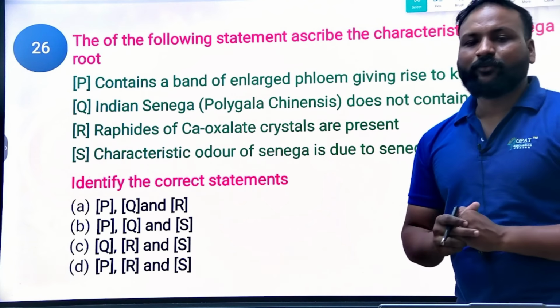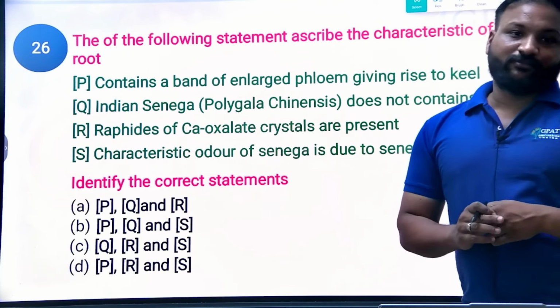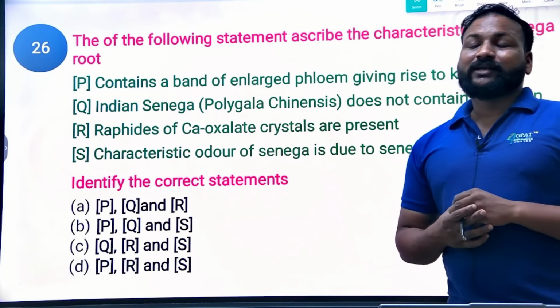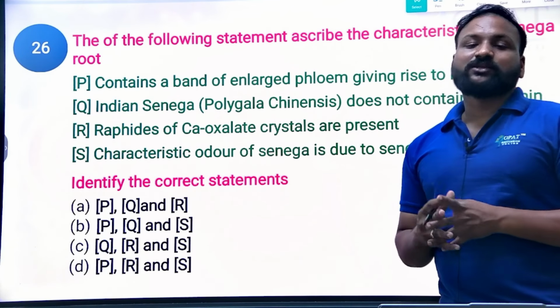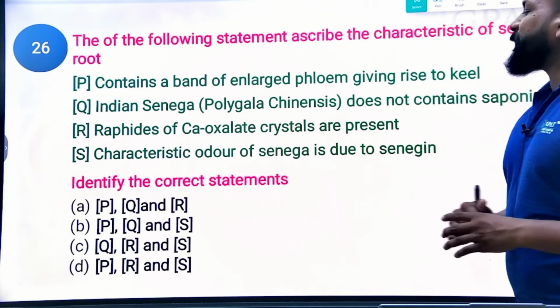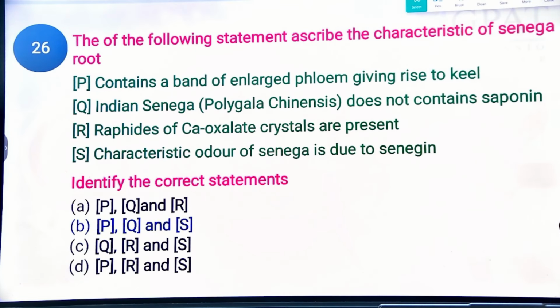Come on, comment down. You should be very quick because you have a stipulated time. You have very little time while solving the questions. Your examination will be divided into sections, and each question has a specific time, so be quick. The right answer will be option B: P, Q, and S are true according to the Senega root.